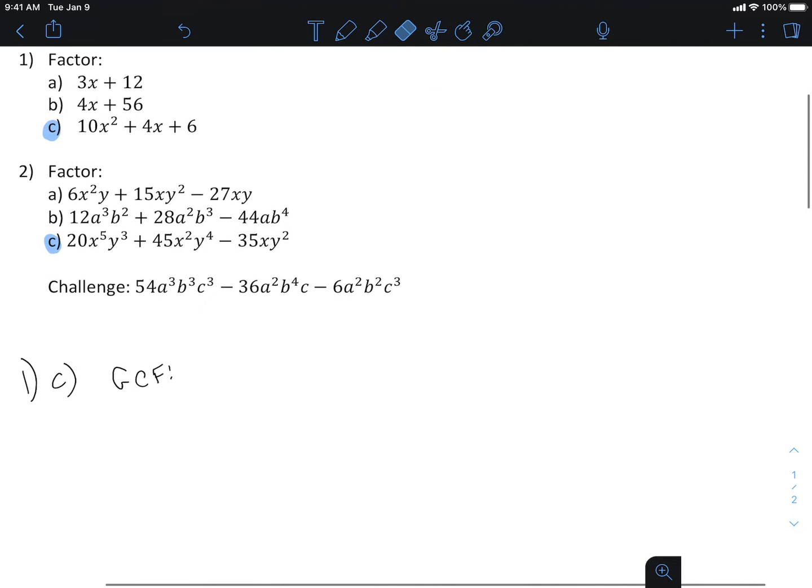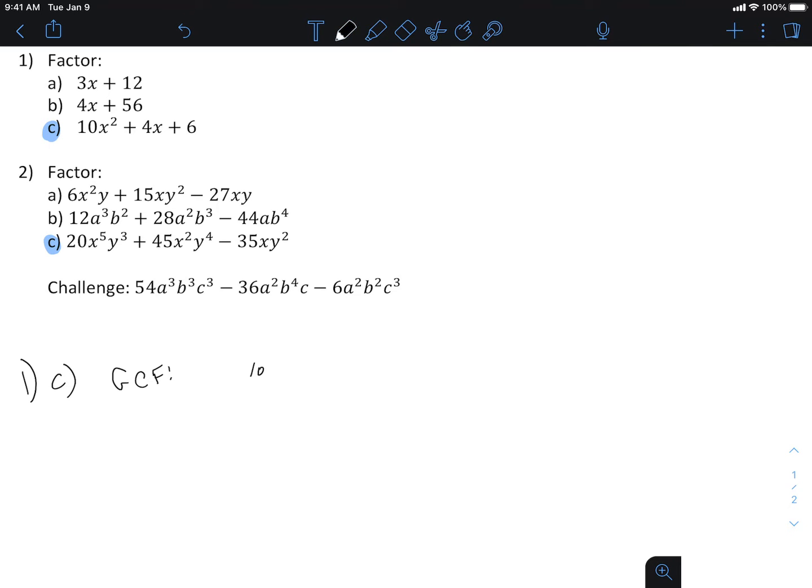Okay, so I'm going to rewrite the question here so that we can see, and I can do some writing too. It's 10x squared plus 4x plus 6. You're looking at all three of these terms. We're going to call them term one, term two, and term three. You're looking for the biggest thing that goes into all three of them.